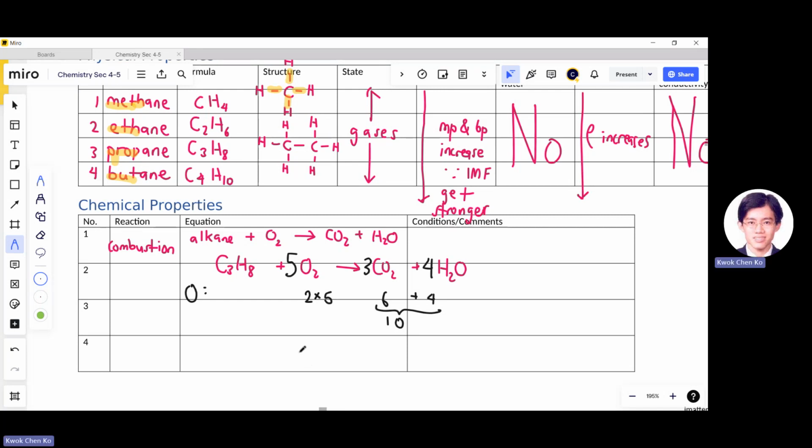Oh, by the way, state symbols, I hope you know. Propane, say that. State symbol. Yes, we mentioned that. O2. Yes. CO2. Yes. Good. Water. Yep. 10. All right, I'm going to erase this.